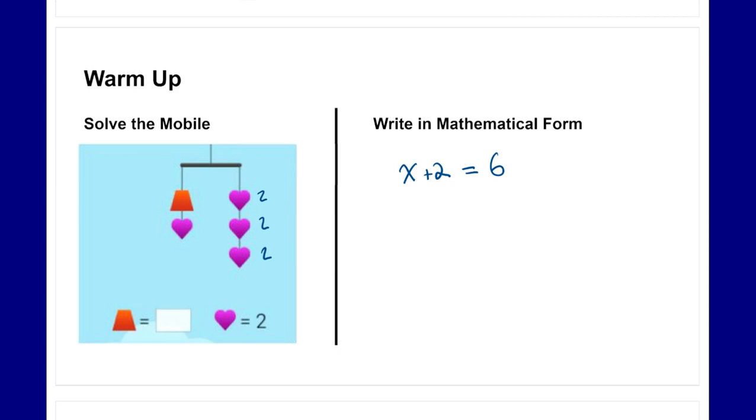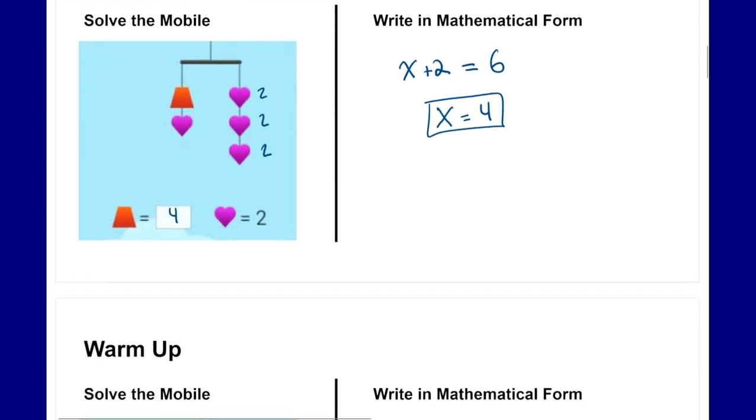Well, what could that be? You might be able to look at it right away and say, well, that has to be 4. So x has to be 4, and you would be right. x has to be 4. That is our solution. So let's go on and move to the next one.